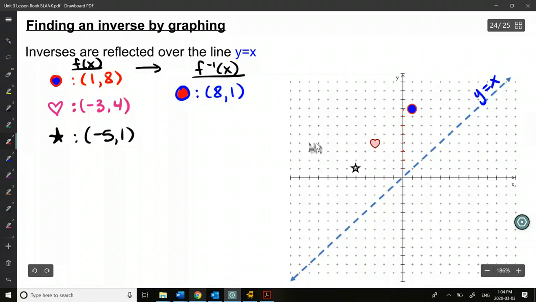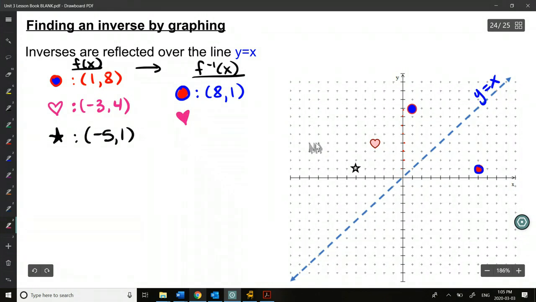So let's plot that. 1, 2, 3, 4, 5, 6, 7, 8, 1. It's going to be here. Should be here. Nope, we don't switch the signs. It's 8 and 1. Do you guys also like that I did the inverse of the colors as well? Right.